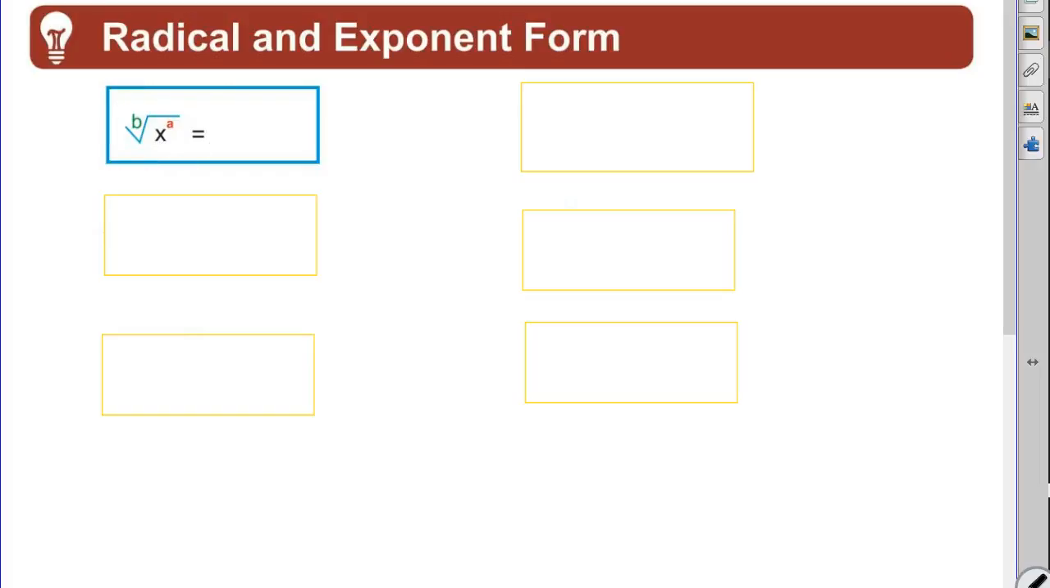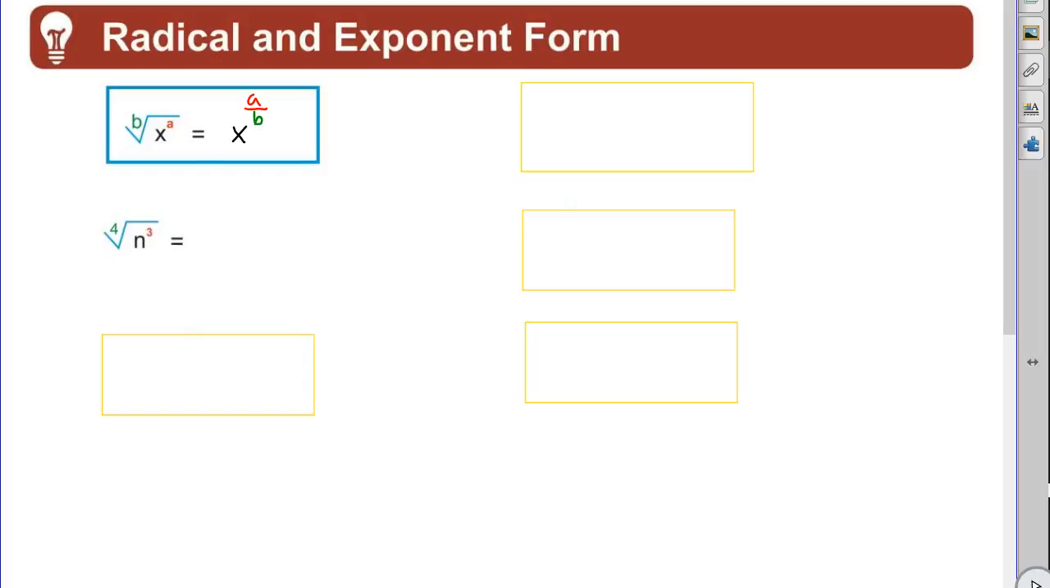All right, so you're going to start with your base, and then we're going to have an exponent here, and the exponent is the exponent of the radicand, and it's going to be that divided by the index. So x to the a over b. All right, it's that simple. That's simple. So let's look at a couple examples.